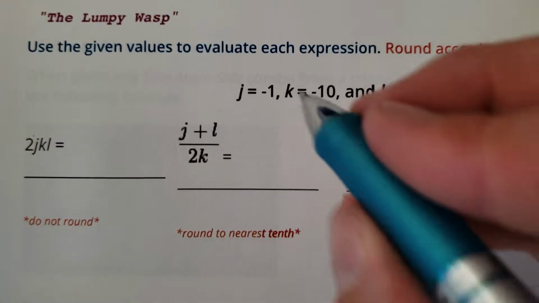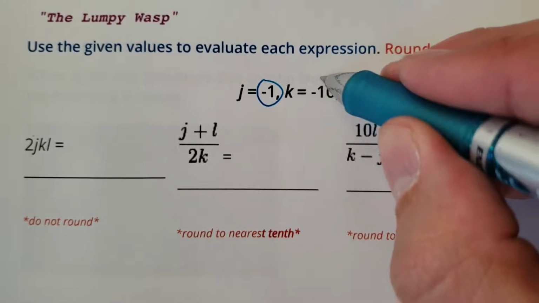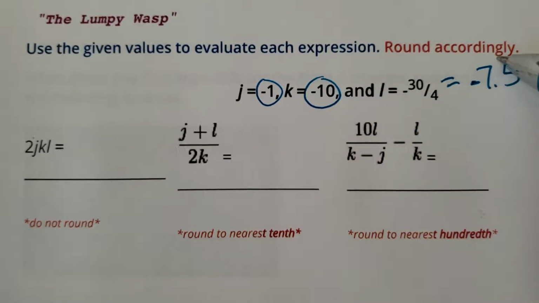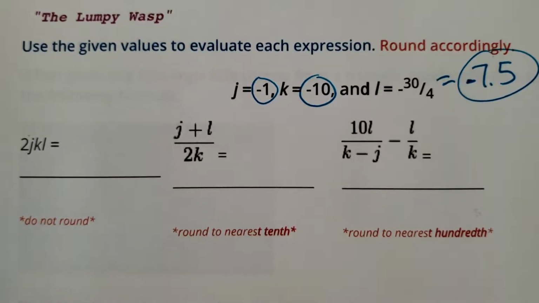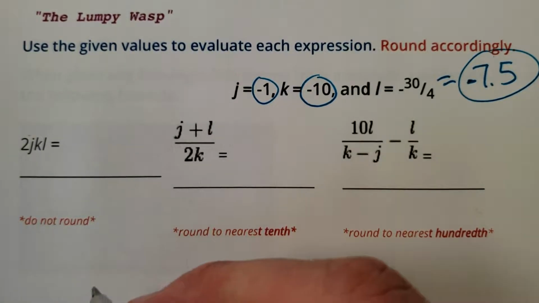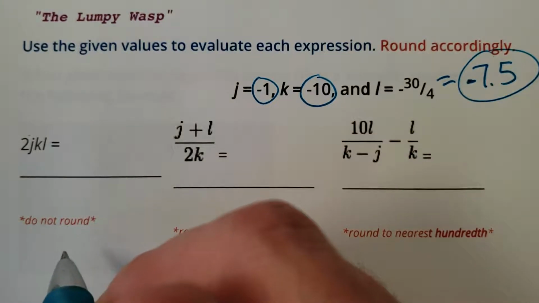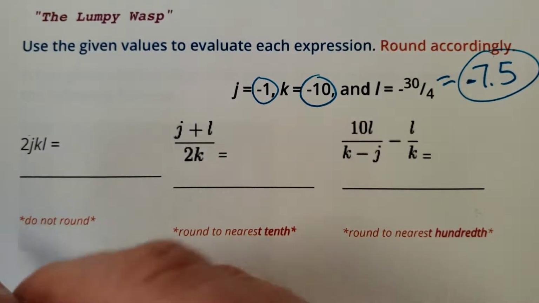So we've got negative 1 for the J inputs. We have negative 10 for the K inputs. And then we have negative 7.5 for the L input. So the first one, here's what I would do. This one you do not need to round. I think I made it work out where it's just going to be a nice decimal for you.